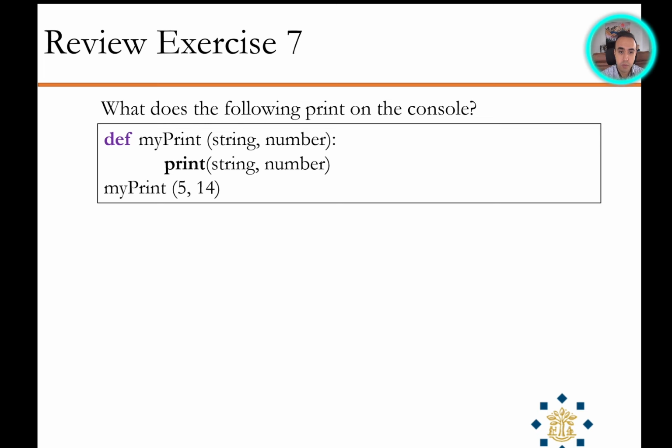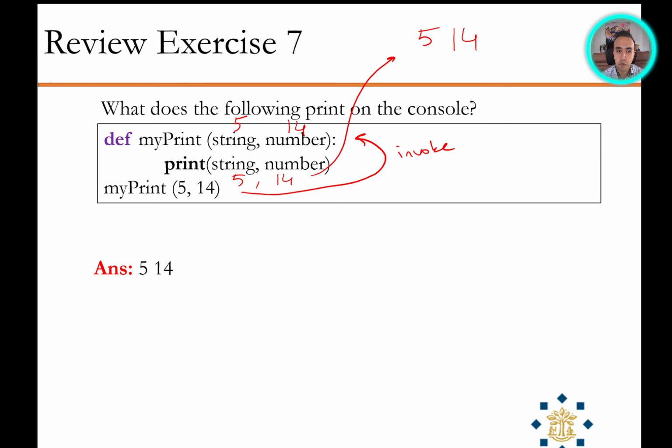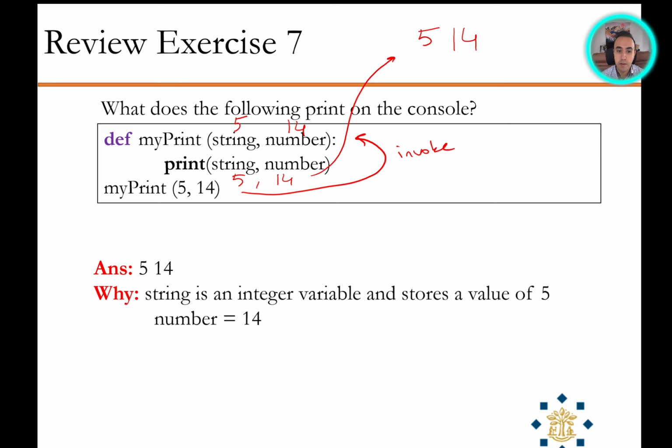Okay, so what does this one print? So again, we invoke my print. String is 5, number is 14, and we print 5 comma 14. So on the console, we first print 5, and then we print 14. So it prints 5 and 14, okay? We print them one by one. So remember, comma separates the arguments in the print, right? So we print first 5 and then 14.